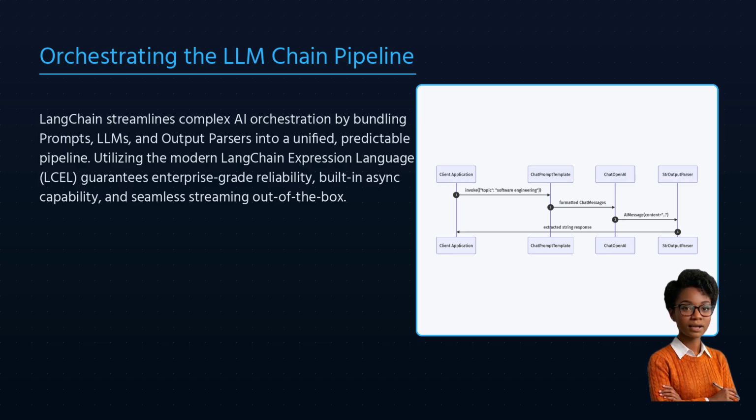Instead of writing messy, hard-coded API requests, we will use the LangChain Expression Language, or LCEL, to gracefully chain a chat prompt template, an OpenAI chat model, and a string output parser. As you can see in this sequence diagram, the input flows smoothly through each component, transforming raw arguments into polished strings. This architecture forms the foundational bedrock of all enterprise AI applications, ensuring predictable data flows and absolute modularity.